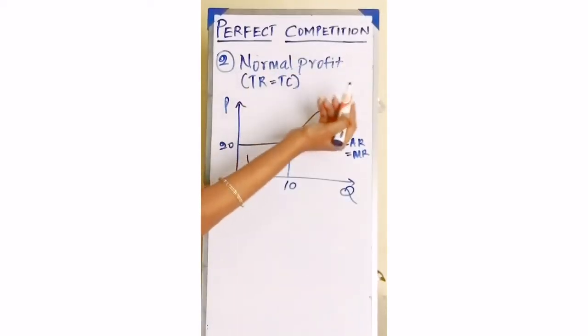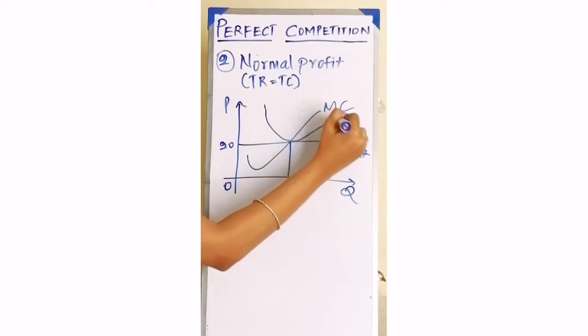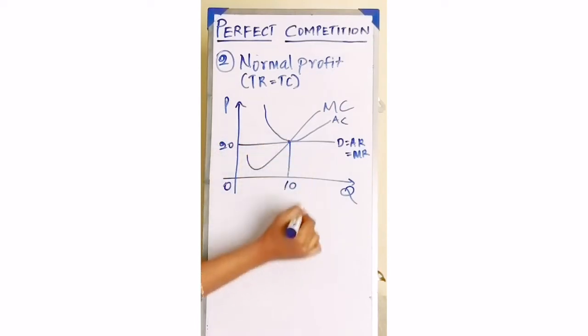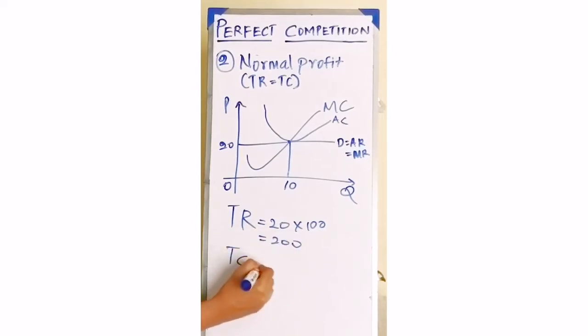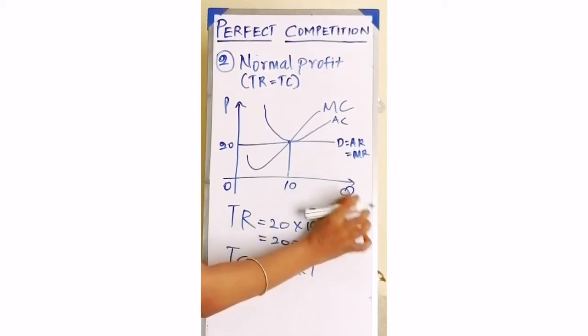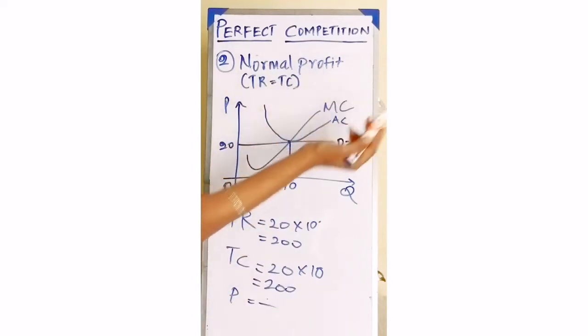In the situation of normal profit, the AC curve should be drawn like this. AC. So once again, it's the same. In the situation of normal profit, TR is equal to 20 into 10, which is 200. And similarly, TC is also 20 into 10, which is 200 rupees. So once again, the profit is going to be 0. There's no profit here. That's what a normal profit situation is.